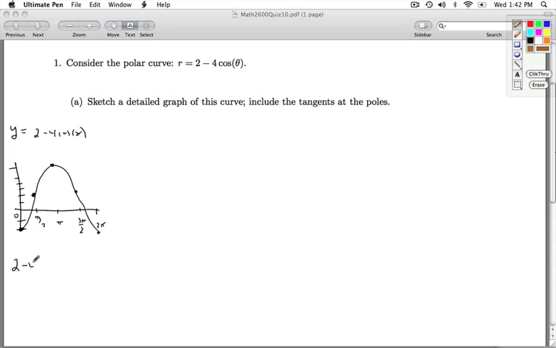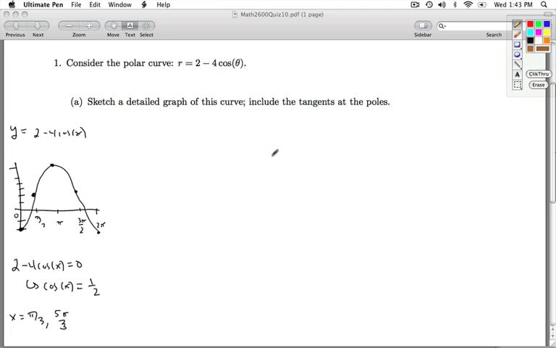So I need to figure out where 2 minus 4 cosine x is 0. That's the same as looking for where the cosine of x is 1/2. And those are at pi over 3 and 5 pi over 3.